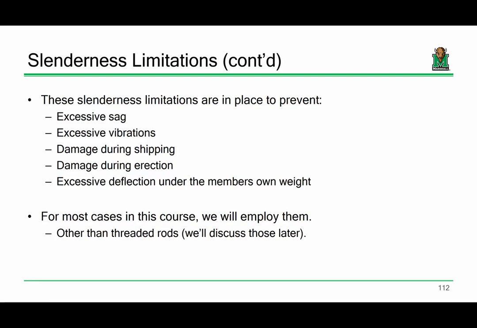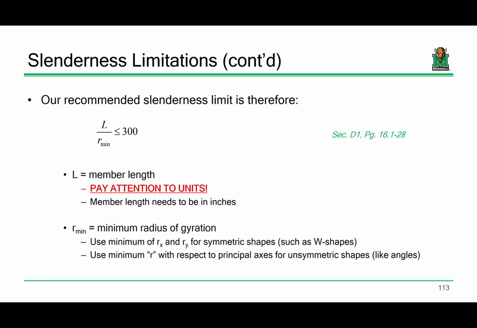Threaded rods are designed to be inherently slender, so we really don't need to worry about slenderness limits for them, but we'll discuss that later. Now, in terms of the math, like I said, slenderness is a dimensionless quantity. The way that you compute slenderness is you take the length of the member and you divide it by the radius of gyration.